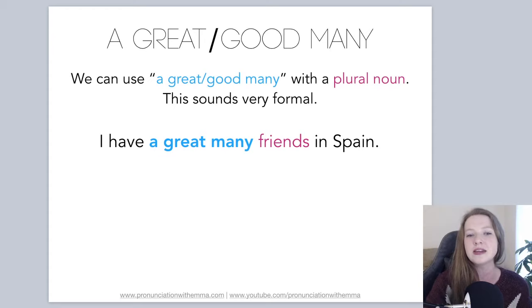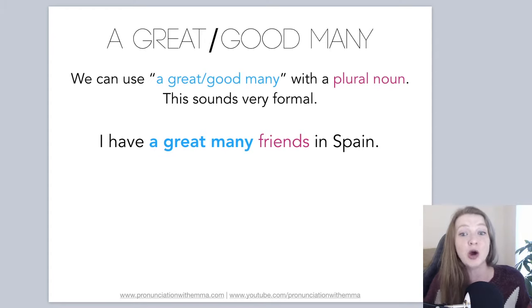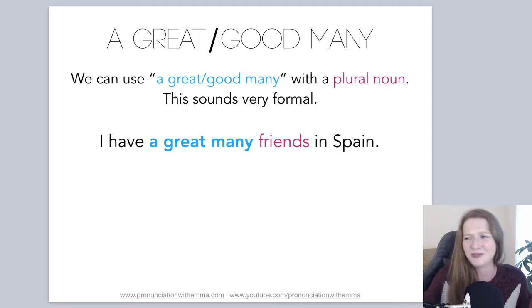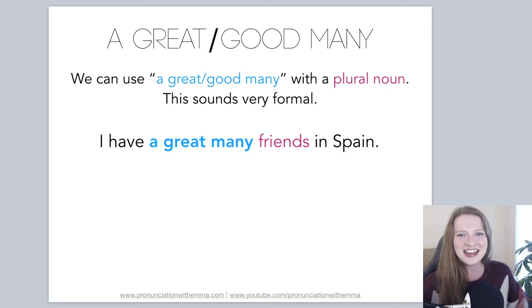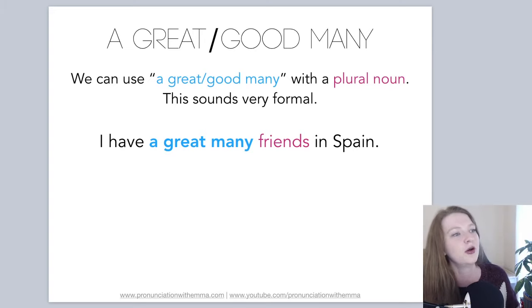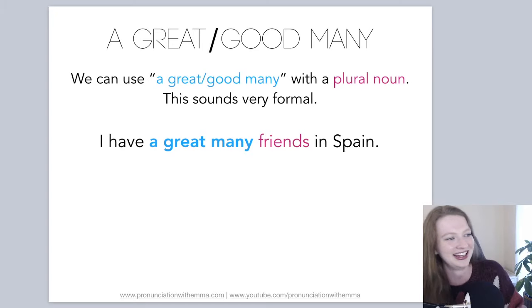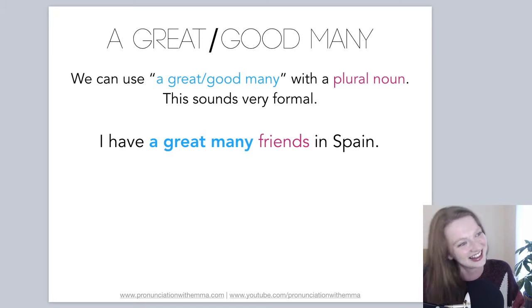If I spoke like this, and I said, oh, I have a great many friends in Spain, down in the pub with my friends, they'd be like, Emma, what the... Why are you saying that? Why don't you just say you have a lot? They would look at me a bit strange. So, yeah, to answer your question, I don't know. That's the short answer to your question. I make a great many friends in the UK. Yeah, it works well. Good.